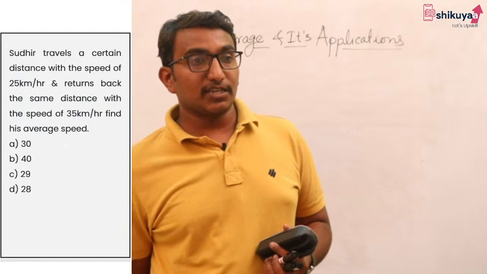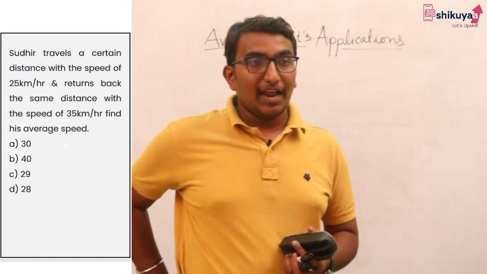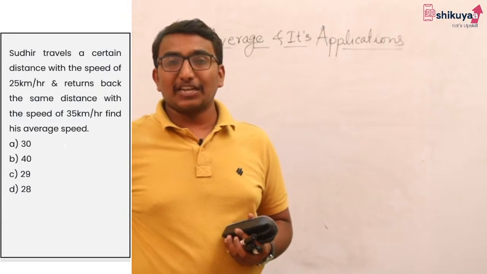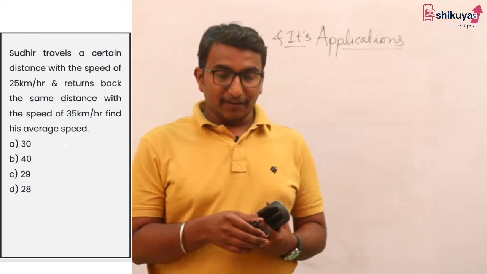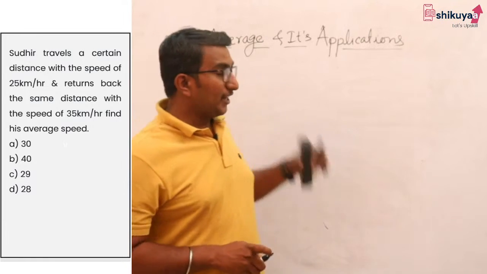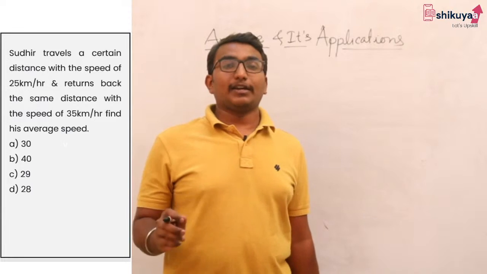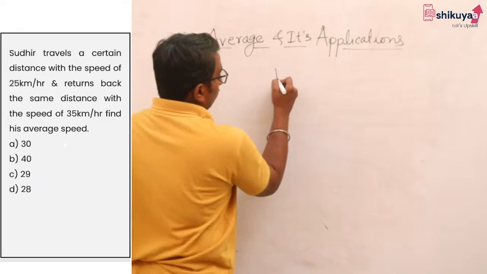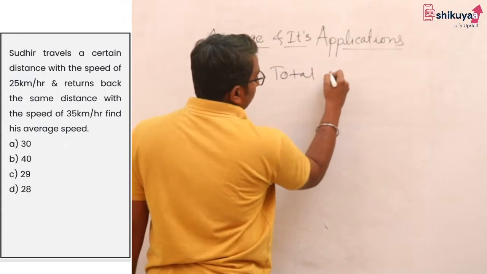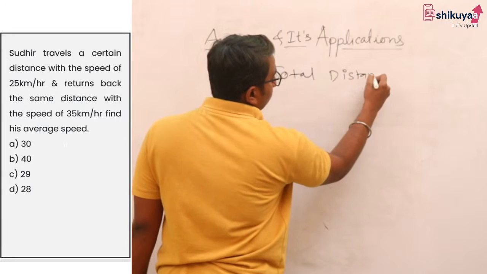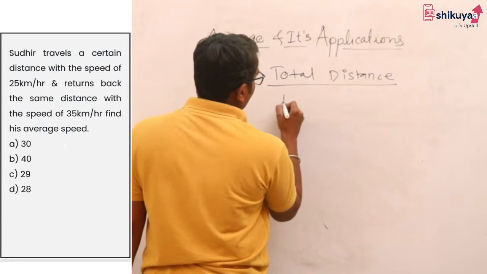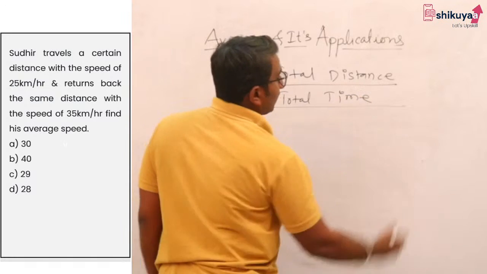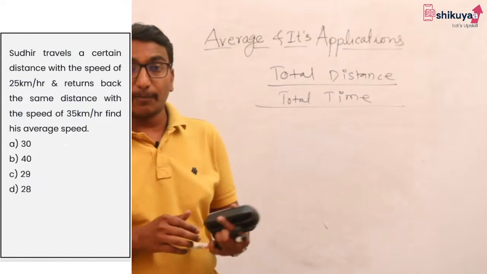Sudhir travels a certain distance with the speed of 25 km per hour and returns back the same distance with the speed of 35 km per hour. Find his average speed. It is very simple. I would like to derive here the formula to calculate the average speed. The formula to calculate average speed is total distance upon total time.